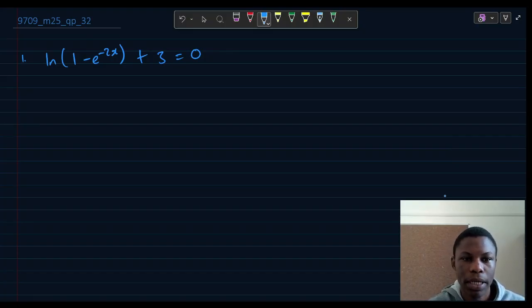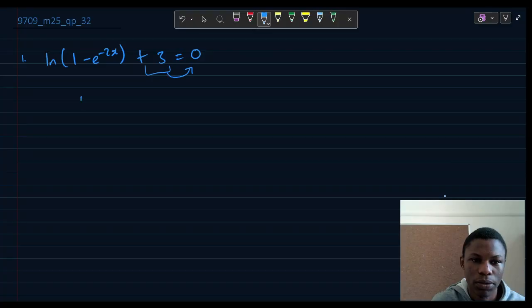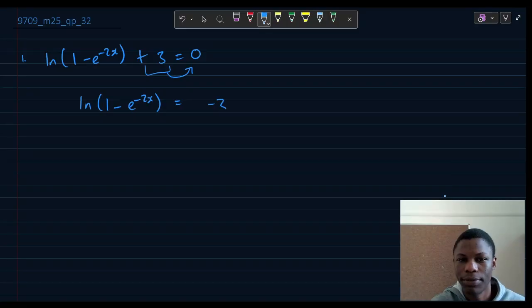Okay, so for starters, I am going to move this 3 to the other side. Reason being, I want to apply the exponential function on both sides. I could do it like this, but it's easier to think about it conceptually when I move the constant that doesn't have a natural logarithm to the other side. So we'll do that. So ln of 1 minus e to the negative 2x is equal to negative 3.